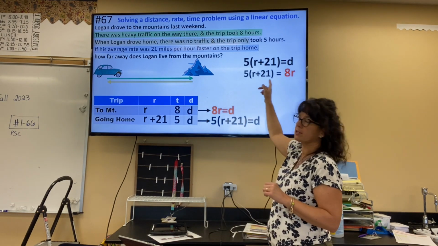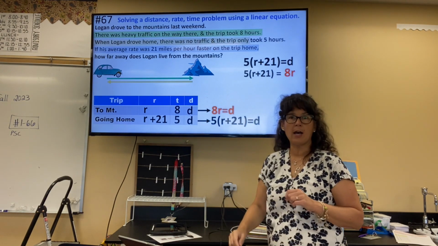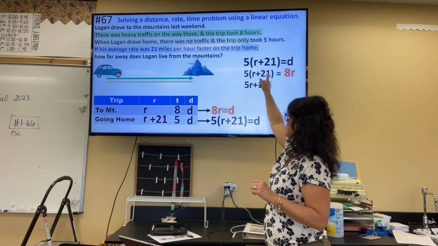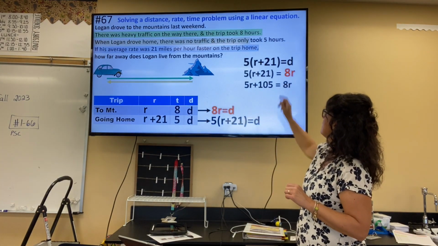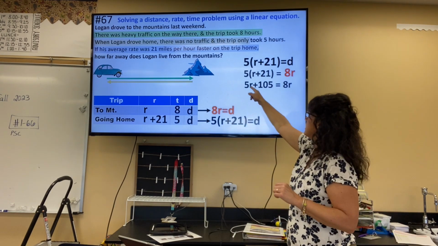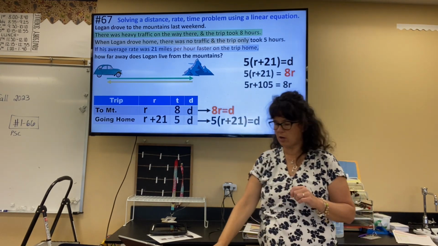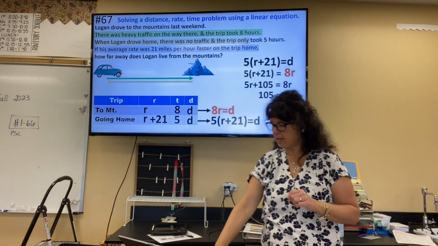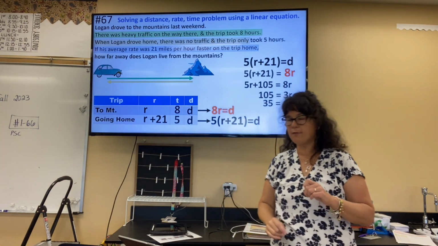We're ready to solve this equation, so let's distribute the 5. 5 multiplied by R is 5R. 5 multiplied by 21 is 105, equals 8R. Let's subtract 5R to get the R's on the same side. So we have 105 equals 3R. Divide both sides by 3 and I get 35.